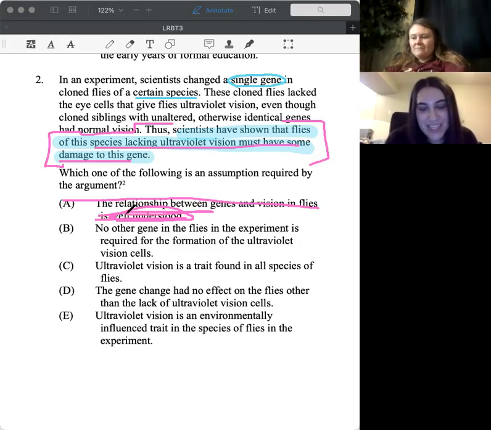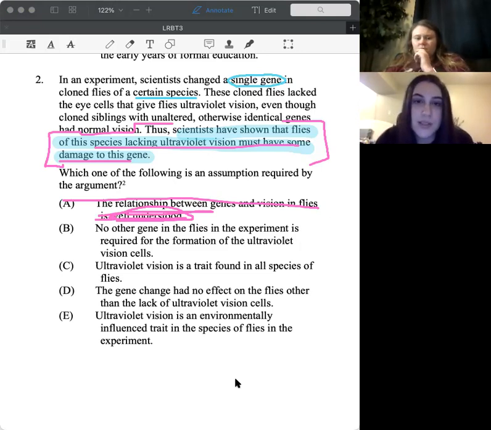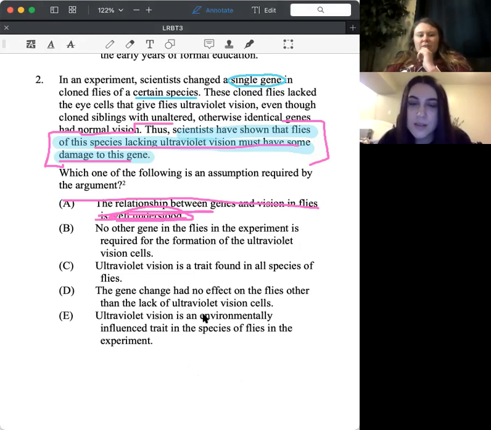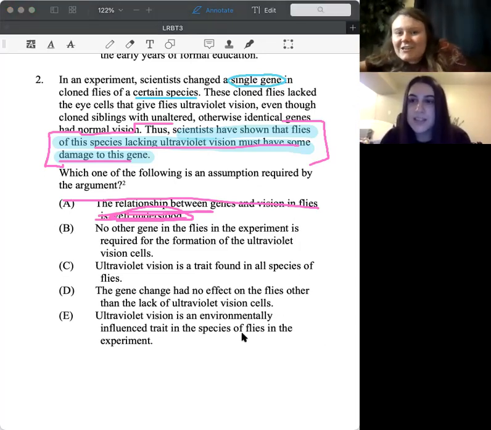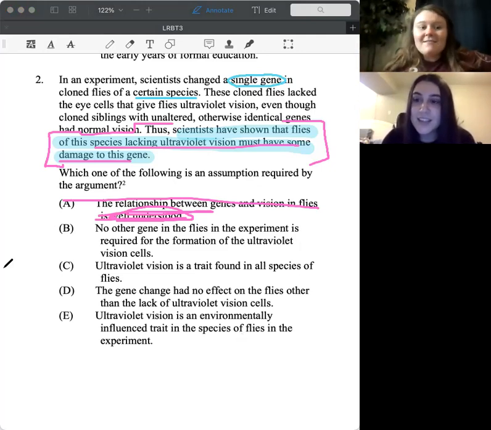B, no other gene in the flies in the experiment is required for the formation of the ultraviolet vision cells. So it's only one gene that they changed. I do kind of like this one, because we know that they only changed one gene, so that one gene is important in figuring out why they lacked ultraviolet vision. Because what if another gene is required? Then they might not lack it if they have that other gene. The damage to the other gene could be the one that's causing it. So I love B.